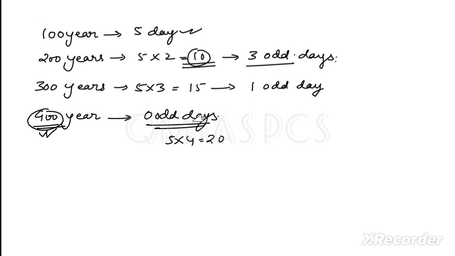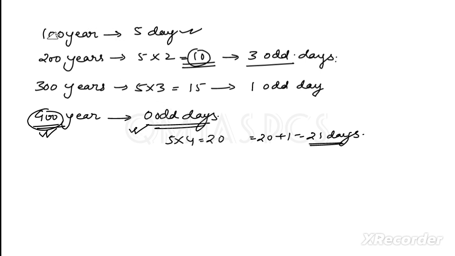Okay, don't get confused here. We are adding 1 as we are considering that year a non-leap year, but right now it is a leap year, so we will add 1 more. That's why it will be 20 plus 1, that is 21 days. And when you divide 21 days by 7, we will get 0 as a remainder. That's why we have written 0 odd days.